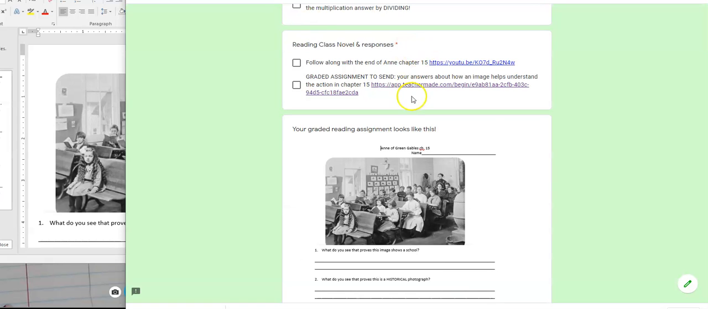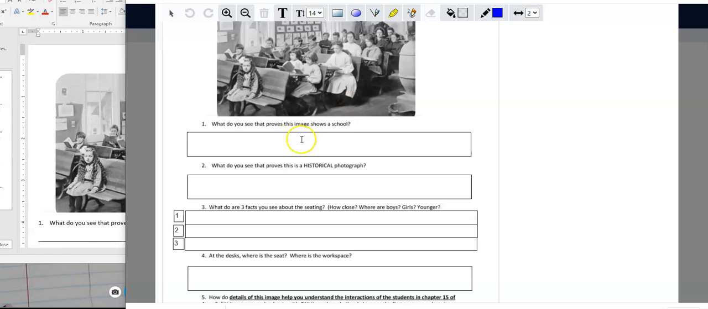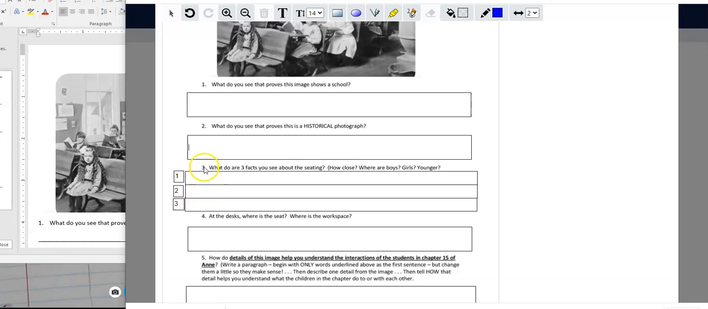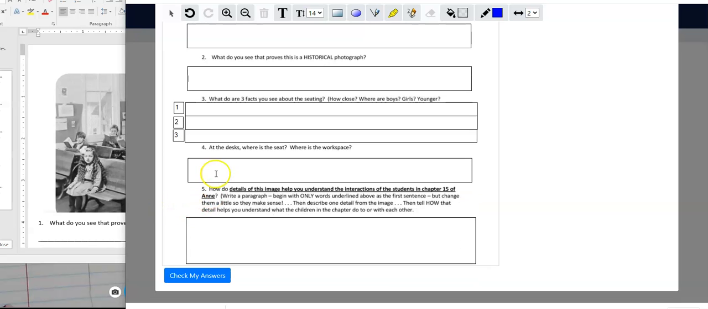So that link that I just clicked on, you'll have to log in with Google, but then it'll give you this worksheet. You type into these boxes. Make sure that you use words of the sentence to begin your answer. This one, you don't need sentences, but I've pulled out for you. One of your facts goes here. Your second fact goes here. Your third fact goes here. Your answer's here. Your paragraph in this one.